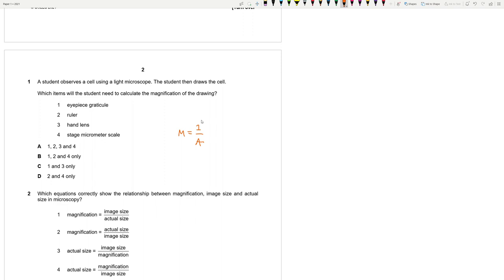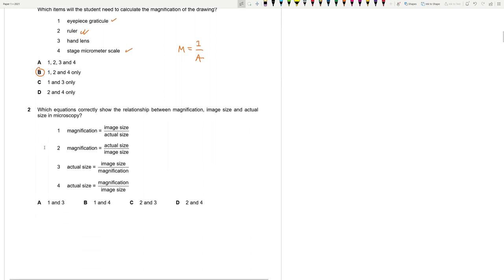So you will need the ruler, obviously. Why? Because without this we can't find the image length. We need the ruler for that. And we need the eyepiece reticule and the stage micrometer scale to find out the actual length. So what's the odd one out here? We don't need the hand lens. That's unnecessary. So we need 1, 2, and 4.